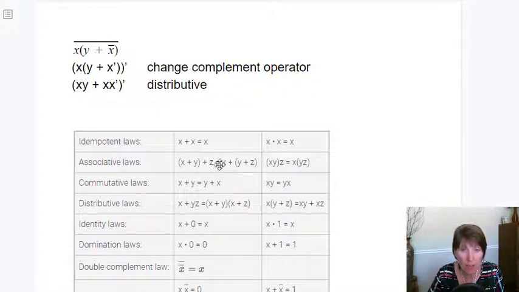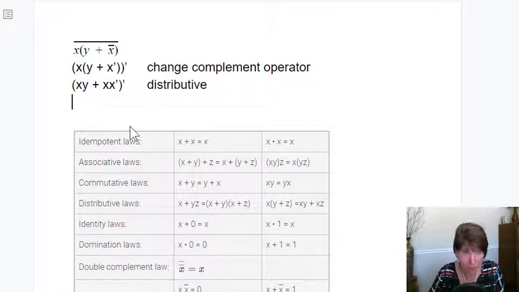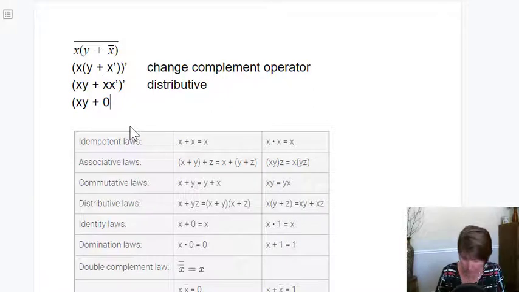Okay, now we have the x times the complement of x. And so when we have x times the complement of x, that's 0, and that's the complement law. So we have xy plus 0, right, which is the complement law.